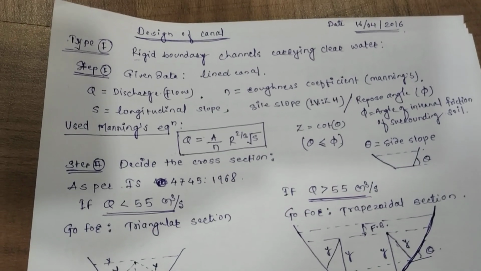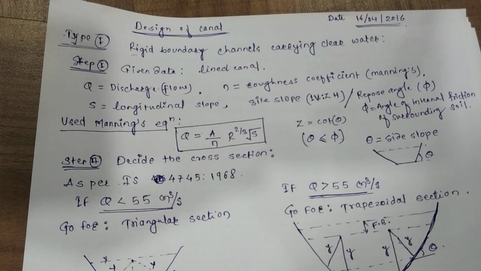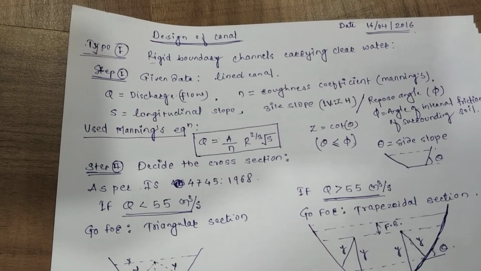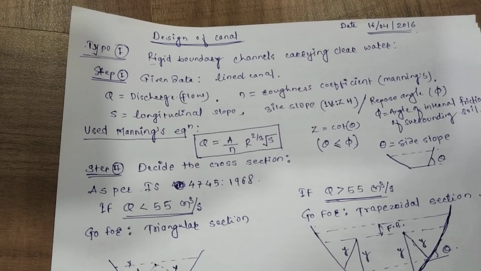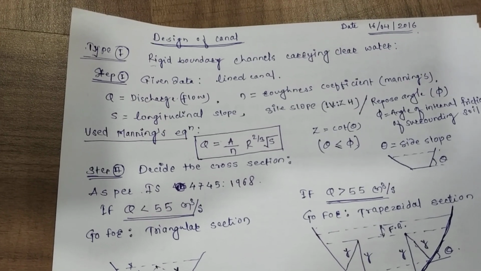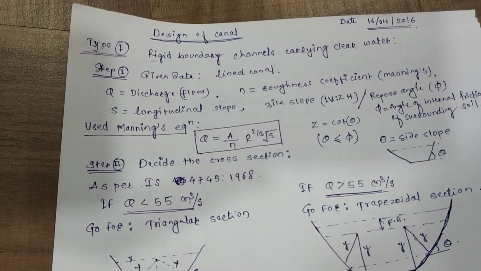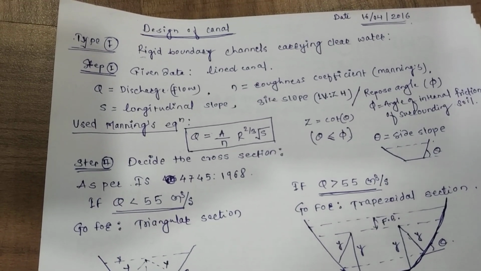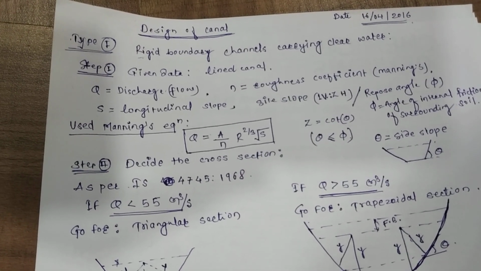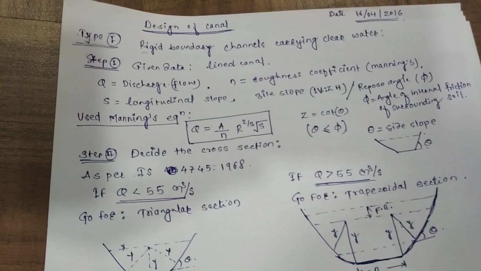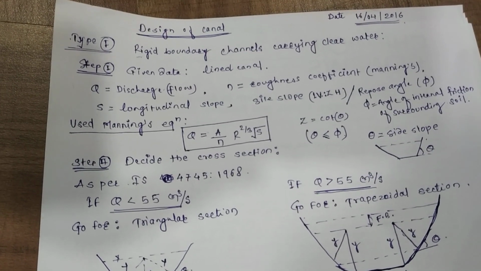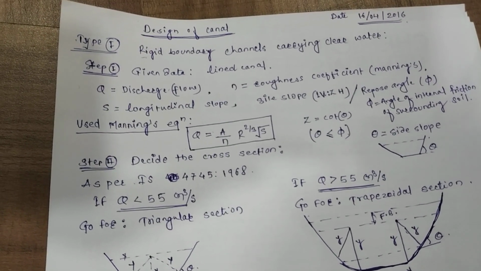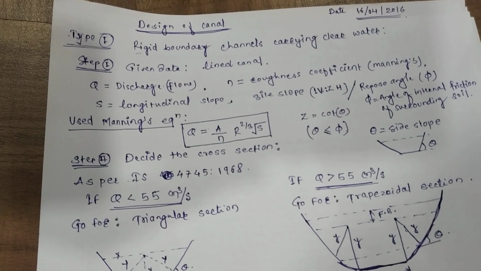Today I am going to discuss the design of canals. There are basically four types of conditions for which we have to design. First is the rigid boundary channel carrying clear water. Second is the rigid boundary channel carrying water plus sediment. Third is the alluvial boundary channel carrying water, and fourth is the alluvial boundary channel carrying water plus sediment. In this module I am going to discuss the rigid boundary channel carrying clear water.